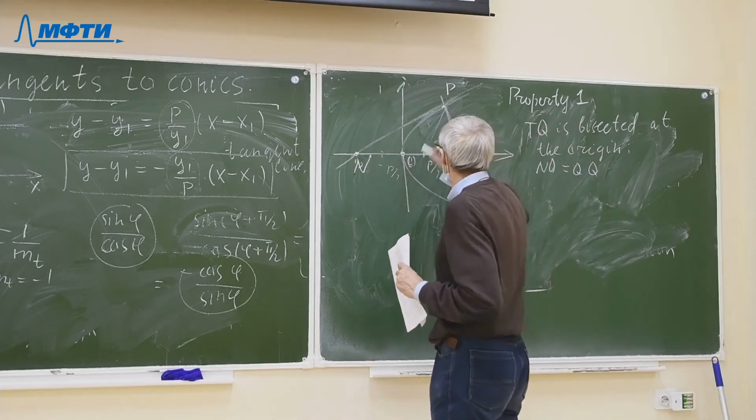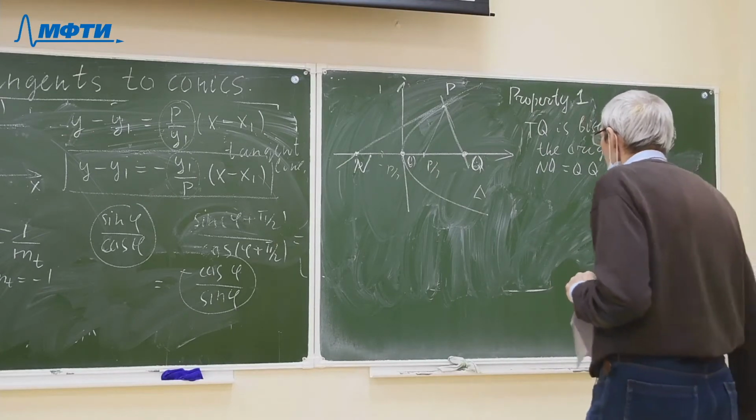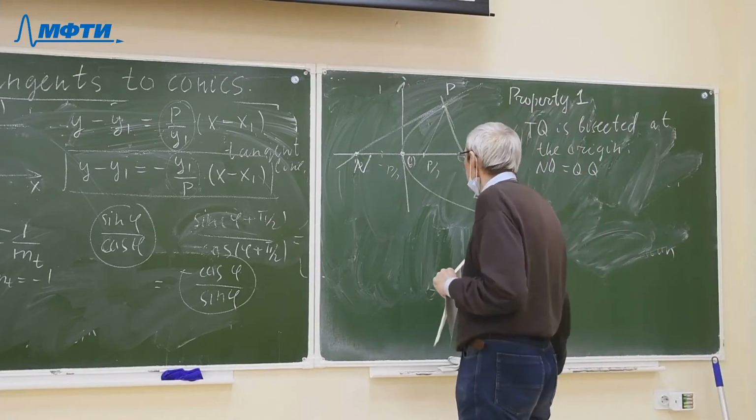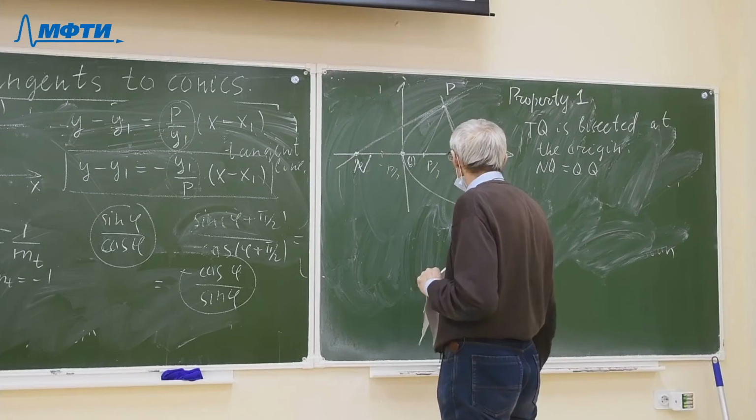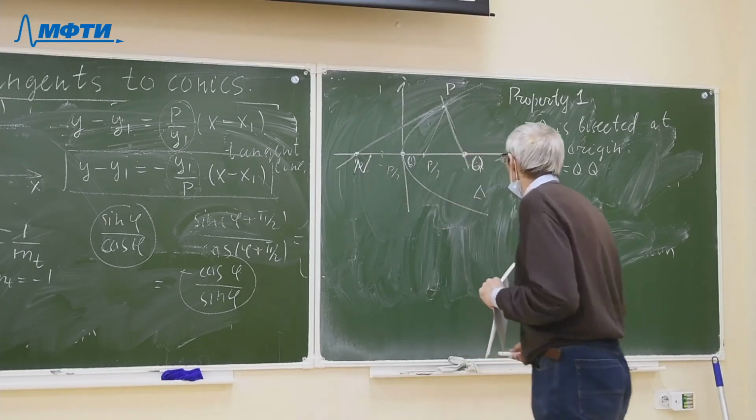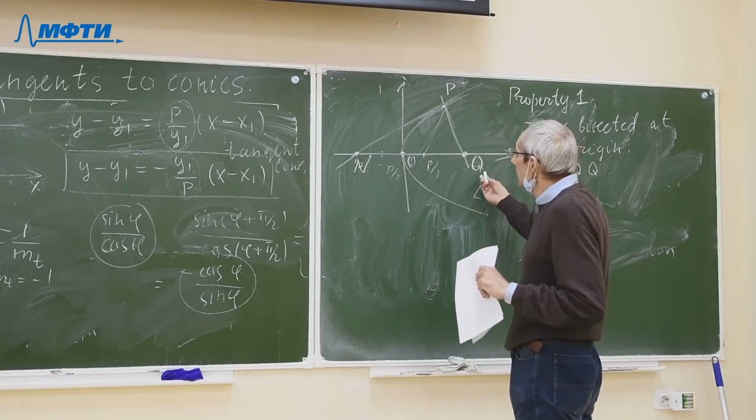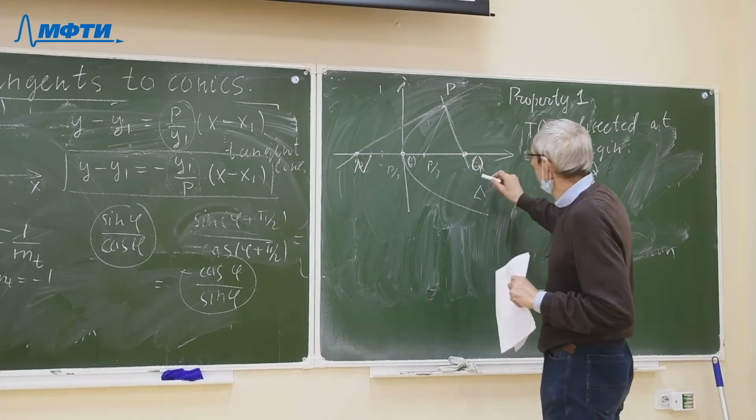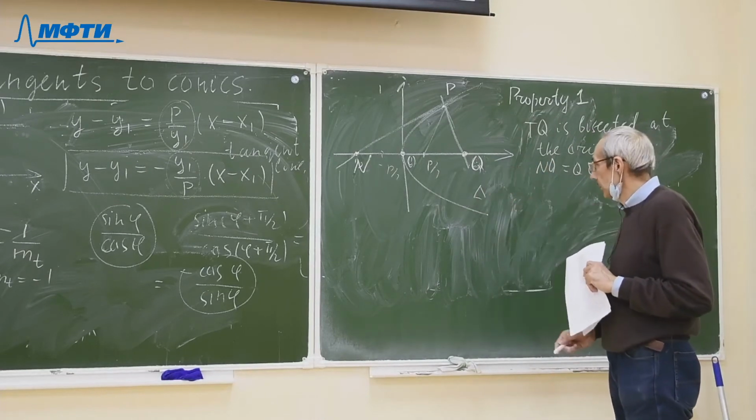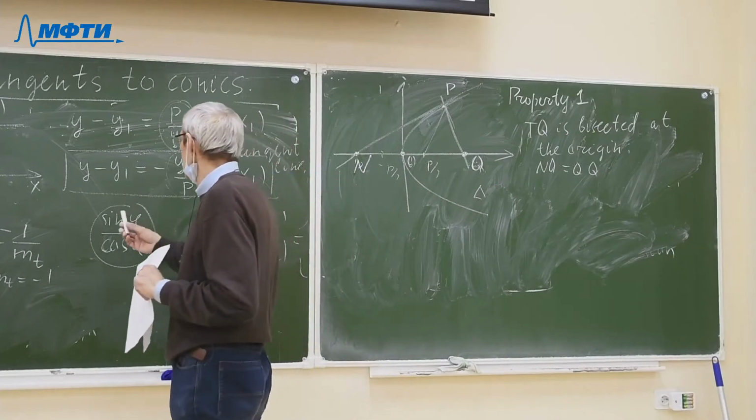Let's prove this property. We calculate the distance between O and Q. This distance is exactly equal to the first coordinate of the point Q. It is easy to calculate this coordinate.